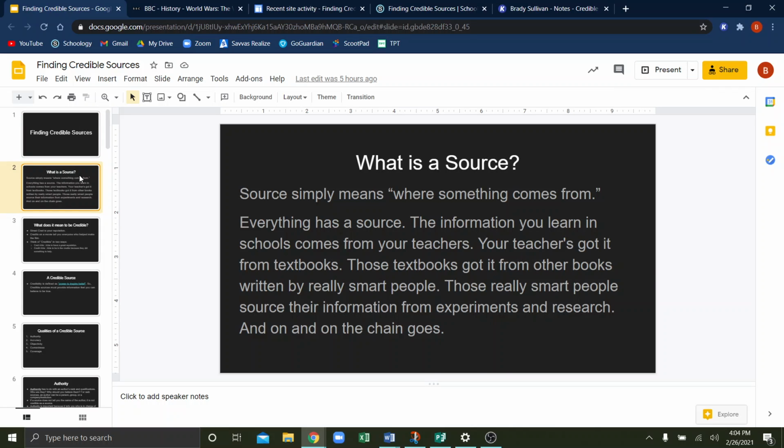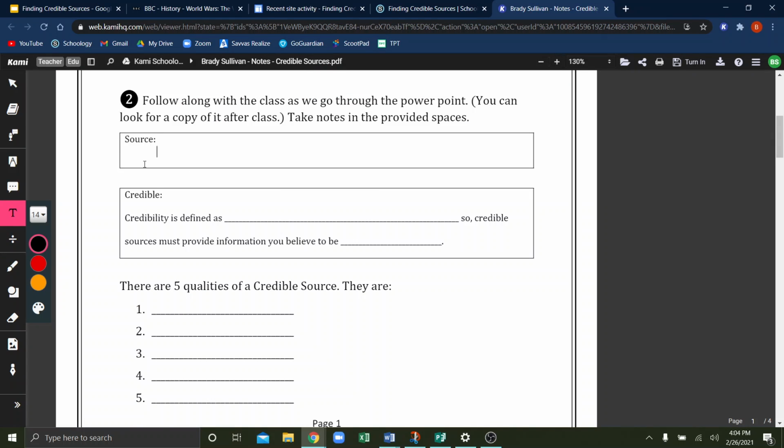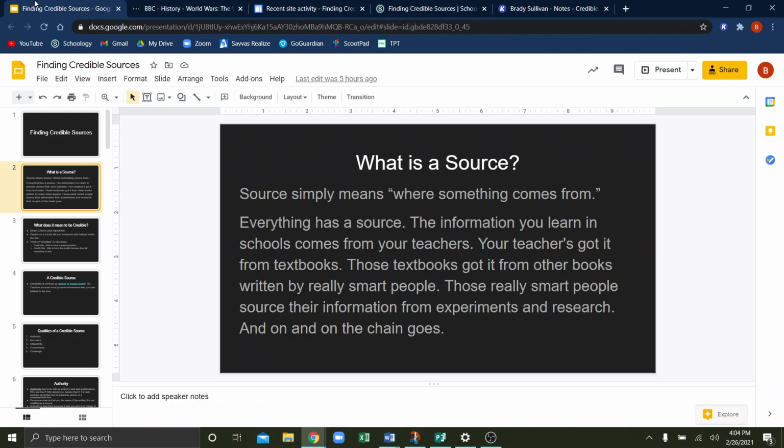First of all, what is a source? A source simply is where something comes from. Rivers have a source, oceans have a source, language has a source, your family has a source from where your ancestors came from. Information that you get in schools comes from your teachers. Your teachers got it from textbooks. Those textbooks got it from other books written by really smart people. Those really smart people get their information by studying and doing different experiments. And the chain goes on and on and on. So please write this down under sources, that a source is simply where something comes from.